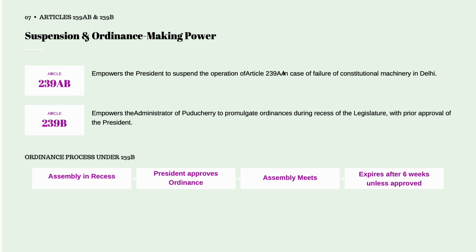legislative assembly is reassembled, they need to approve that ordinance within 6 weeks. If they don't, the ordinance will cease to exist. And if they approve it, then it will go on for a maximum of 6 months. So the ordinance process under Article 239B for Puducherry includes: assembly in recess, president approves the ordinance, and once the assembly meets, it expires after 6 weeks unless approved. Okay.